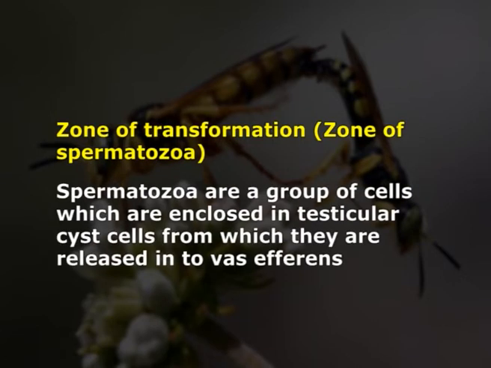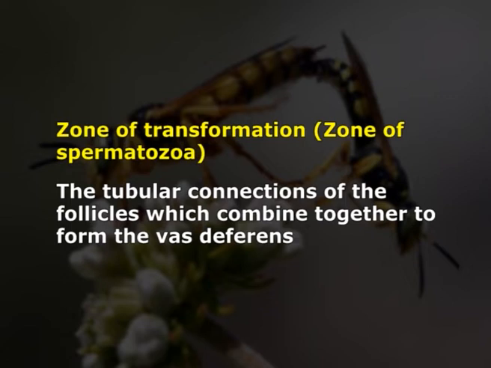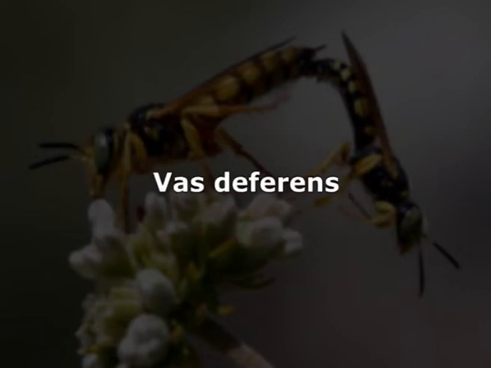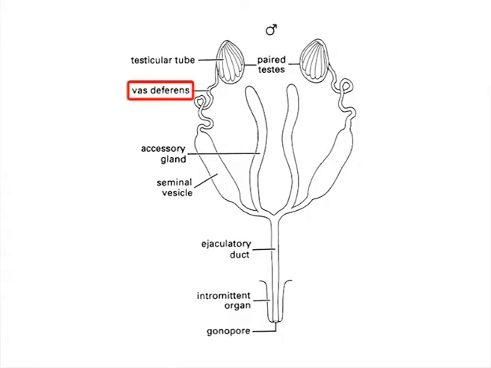Spermatozoa are a group of cells which are enclosed in testicular cyst cells from which they are released into vas efferents, the tubular connections of the follicles which combine together to form the vas deferens. Vas deferens is a Latin term meaning carrying away vessel. In the plural form, it is vas deferentia, also called ductus deferens.